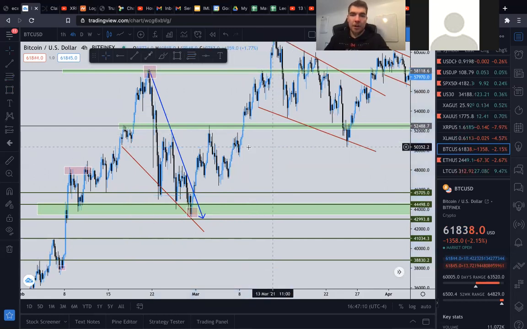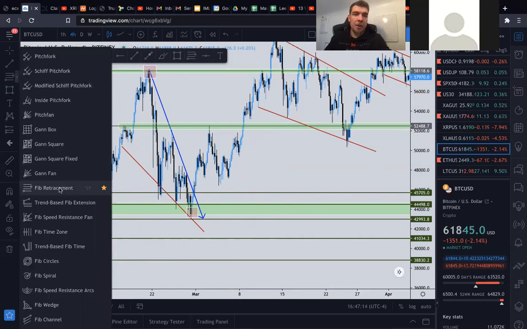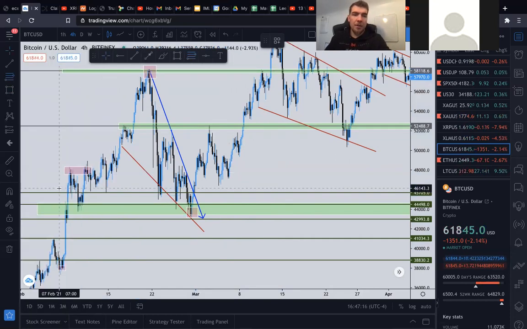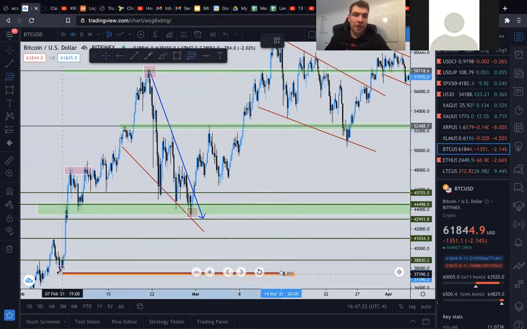Whoops. I don't know what I just deleted there. I'm going to go over here on the left-hand side of TradingView. I'm going to click on Fib Retracement. Boom, Fib Retracement. I'm going to drag the Fib from the low that was created over here.